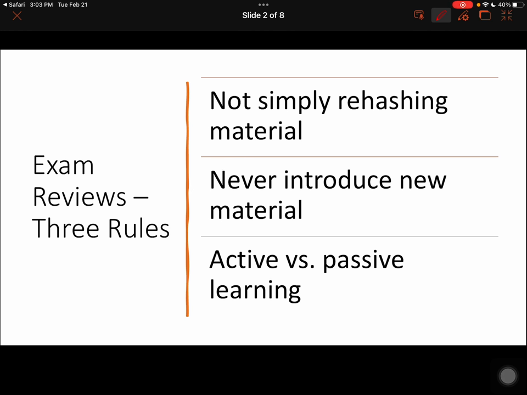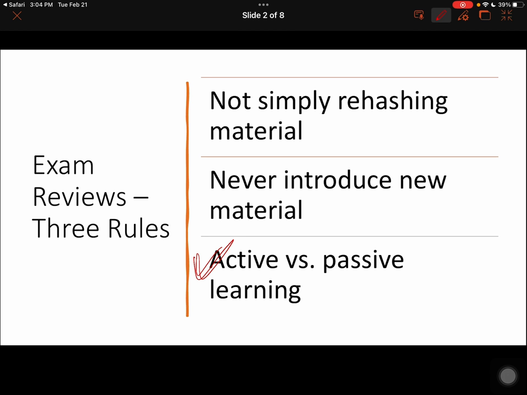Never introduce new material. When you're doing a review session, always keep to the things that you have already gone over and that you are going to test on. You don't want students to then have to add to that, especially if you give an optional review session, because if they're not able to make it, then those students who make it are going to get an unfair advantage. And then finally, when we talk about active versus passive learning, remember that active learning is typically better than passive learning.